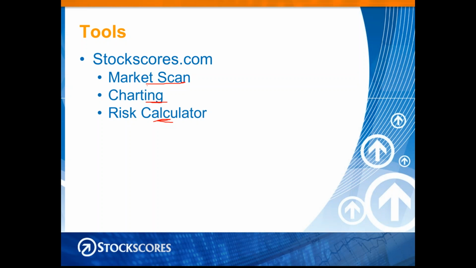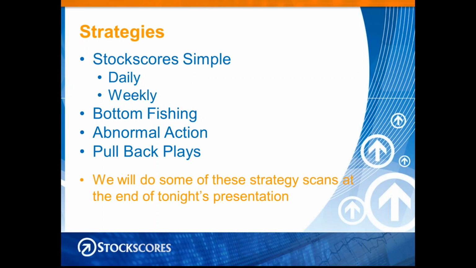As I said, we're going to come back and we're going to actually do this together at the end of the presentation. But first, I want to talk a little bit about strategies. So for position trading, I have 4 key strategies: the Stockscores Simple, bottom fishing, abnormal action, and pullback plays. And they're really looking for different things in the chart. And these are strategies that I've developed over the last 25 years.